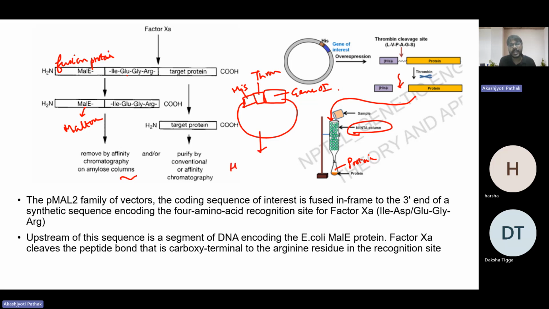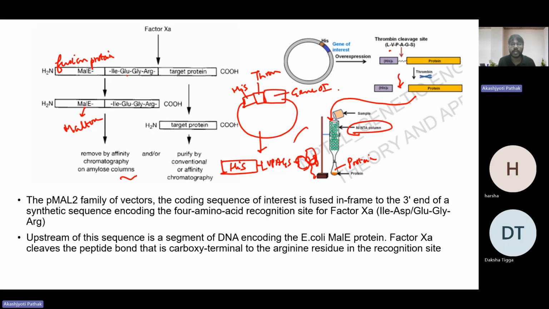You will get this histidine tag. There will be a 6 histidine polypeptide that will be generated. Then there will be a thrombin cleavage site. This is LVPAGS, which is leucine, valine, proline, alanine, glycine, and serine. This particular peptide will be synthesized. And then you will have your protein, whatever the gene of interest is, accordingly that protein will get generated.